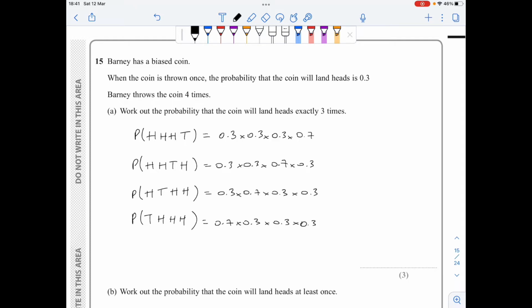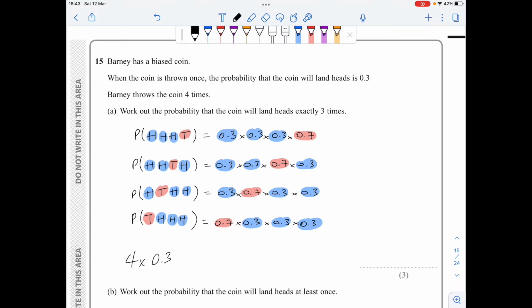To make this more clear, let me color code it. And note that this is the same product appearing 4 times. So in order to add those, I will just say 4 times 0.3 to the power of 3 times 0.7, which comes out to be 0.0756.